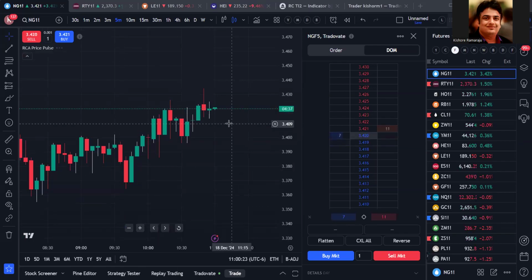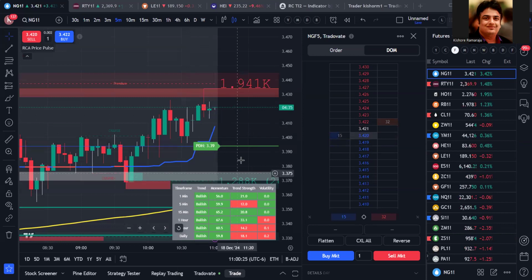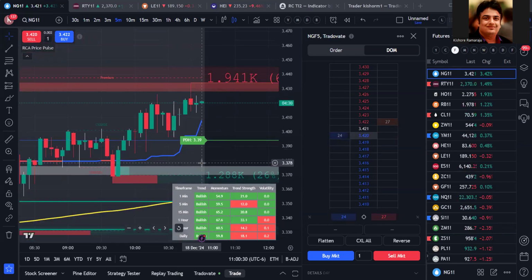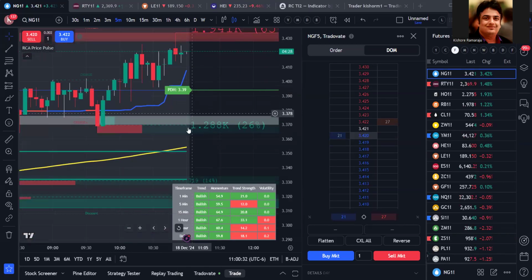So here, right, all you see is the zones, discount, premium. Yeah, right. This can act as a support. If it is bullish, the fair value or this equilibrium zone will act as a support. If the ticker is bearish, this zone will act as a resistance. That means you may see buy orders here if it is a bullish ticker, you may see sell orders if the ticker is bearish.